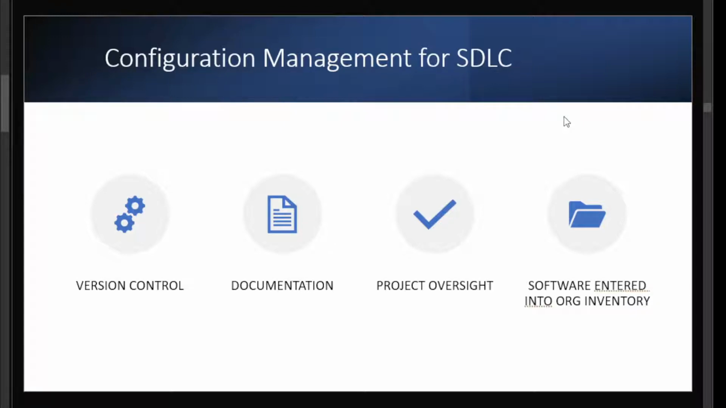All right, so next is configuration management for the SDLC. Configuration management is ensuring that new versions and new configurations are implemented properly. So we're going to want to make sure we use version control and implement that properly through policy, changing versions securely and in an organized manner. We're going to want to make sure during this process that documentation is occurring all the time. All changes to the code, the application, and versioning need to be documented properly. Project oversight needs to be conducted and also documented. And then software entered into the organization inventory needs to be documented as well and be part of the configuration management policy.